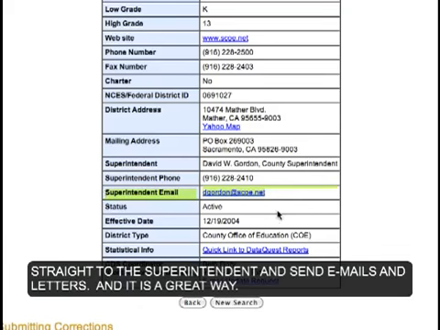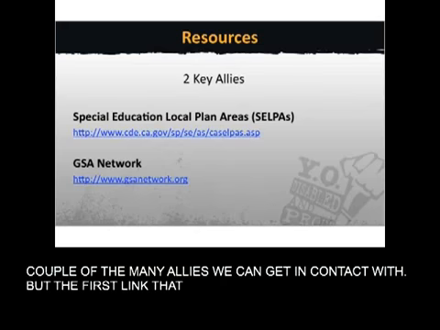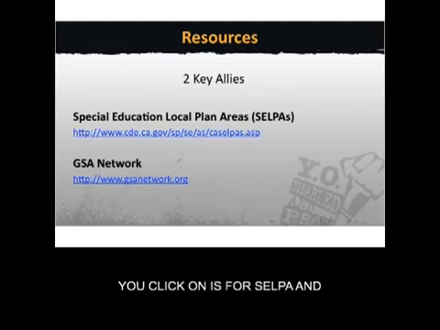For the next page, this page of resources has key allies, and we only listed a couple of the many allies that we can get in contact with. But the first link that you click on is for SELPA. It'll take you to their website.